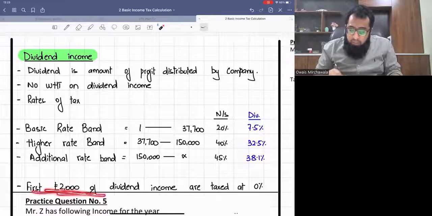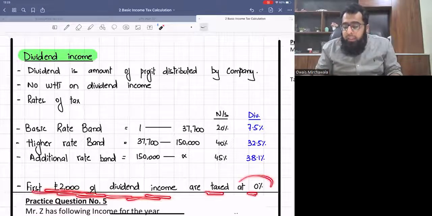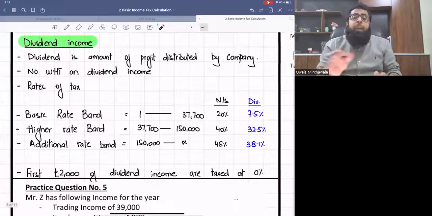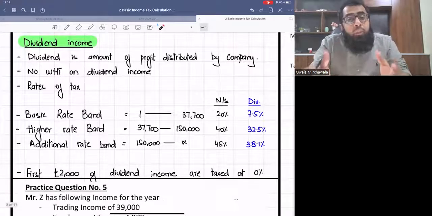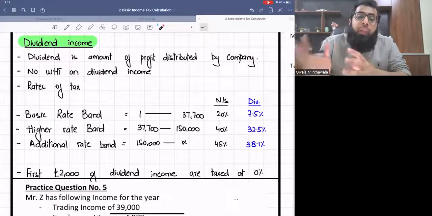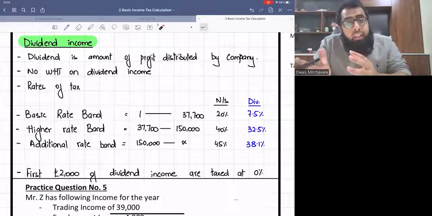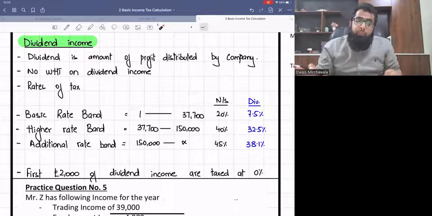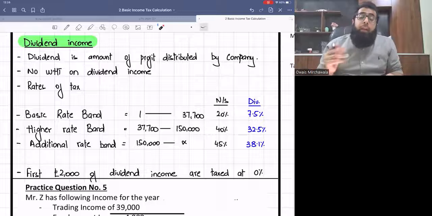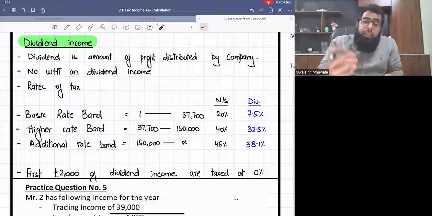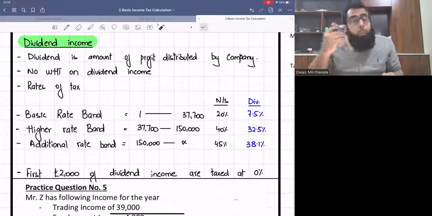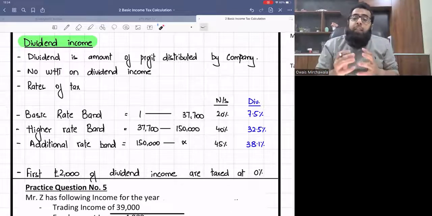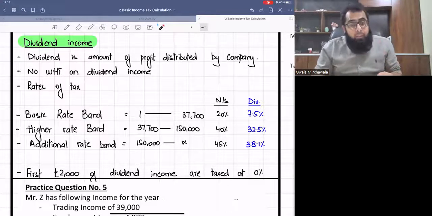The first 2,000 pounds of dividend income are taxed at 0%. Irrespective of whatever tax bands you lie in, the first 2,000 pounds of dividend income are always taxed at the 0% band. Now, how does it work? Let's look at a practice question. We'll revise and do practice questions until things get clear in your mind.